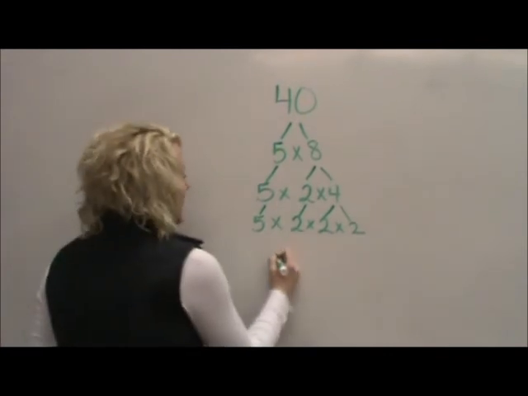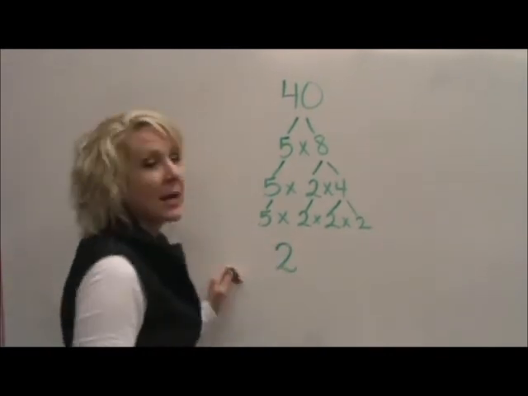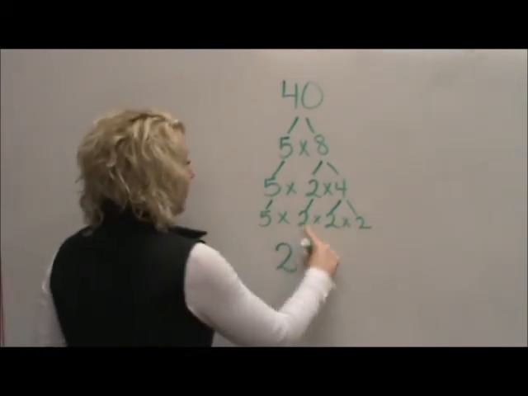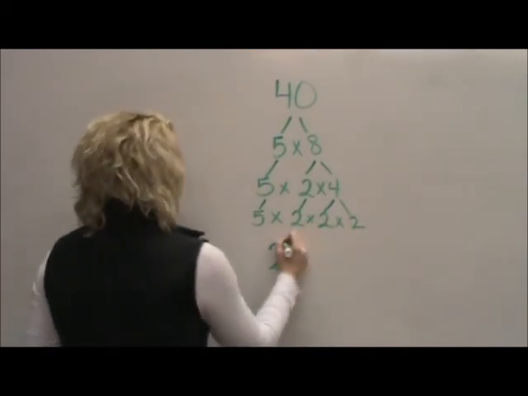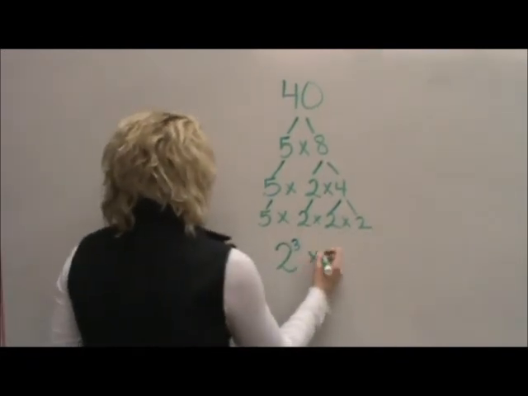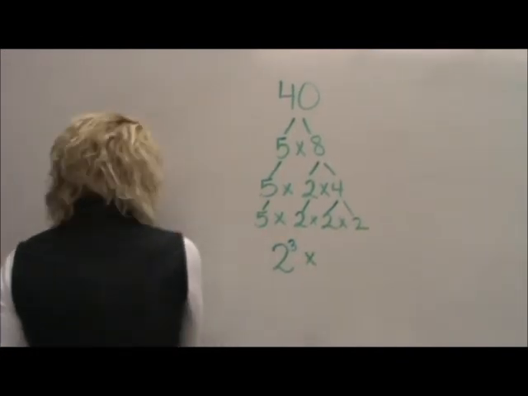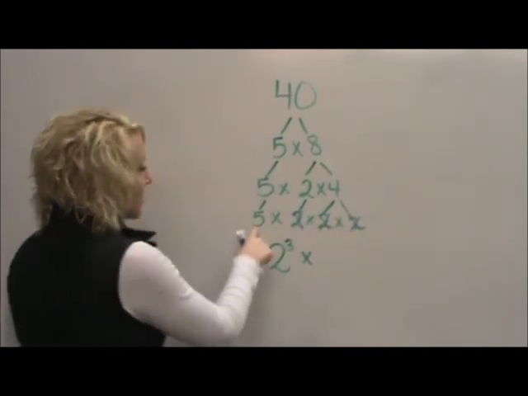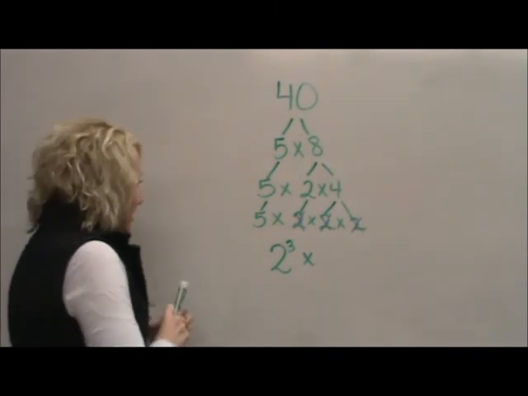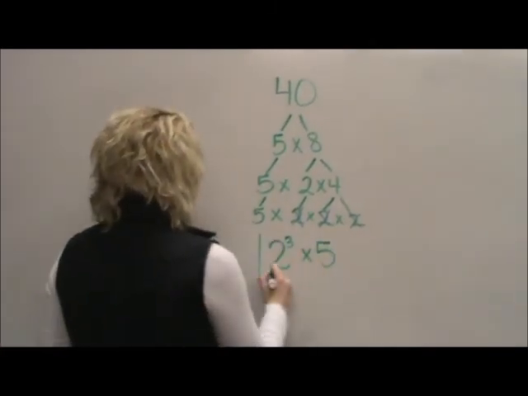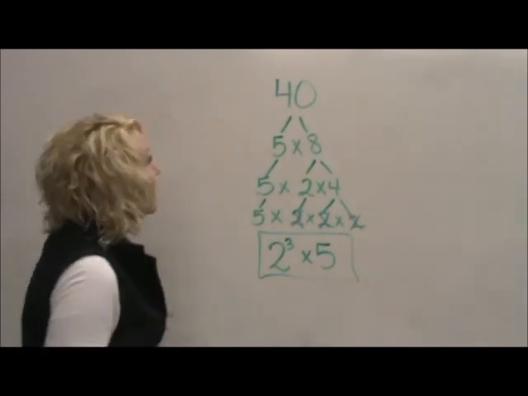So we're going to write down a 2, and then we're going to use an exponent to show how many times 2 is repeating. 1, 2, 3. So this is 2 to the 3rd power. And then we're going to multiply that. And if it helps, you could have your student cross out the numbers that they've already written down. So the only thing we have left is 5. So we're going to do 2 to the 3rd power times 5. And that is our final answer.